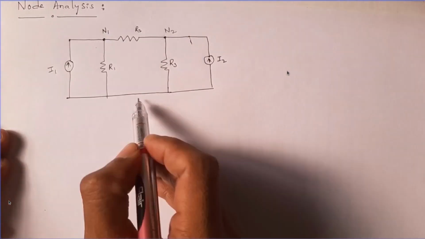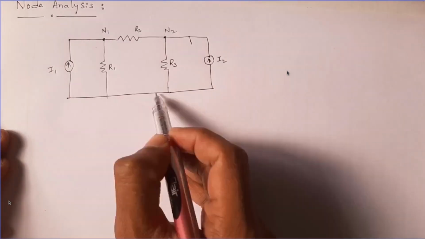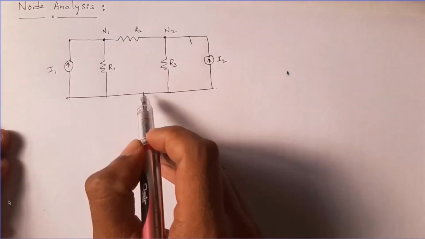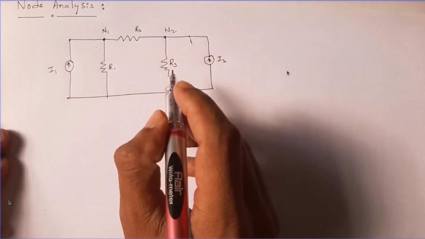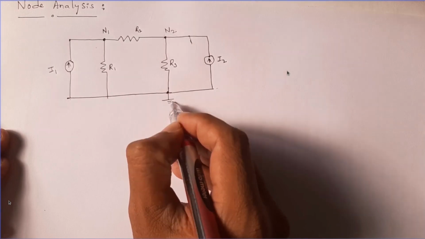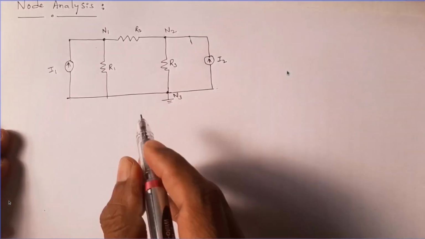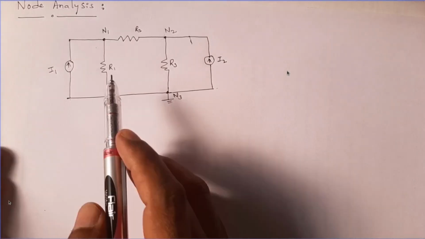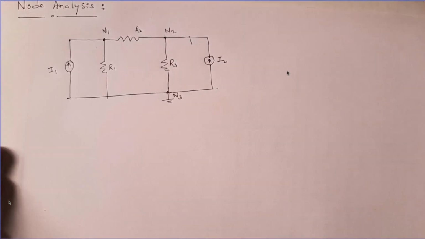All these points are connected to a single point, all these elements are connected to a single point, whether you consider this or that, all are common. So I consider this as one node, and one node we are supposed to take as a reference node or a common node. So this node, N3, I consider as the reference node or common node. Totally there are 3 nodes, out of which we should select one reference node.